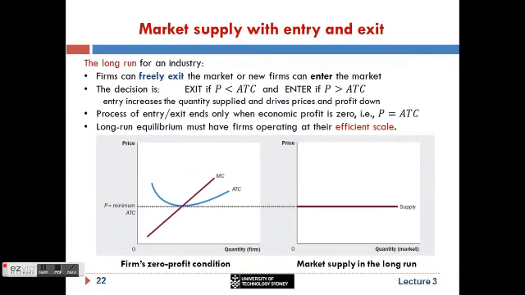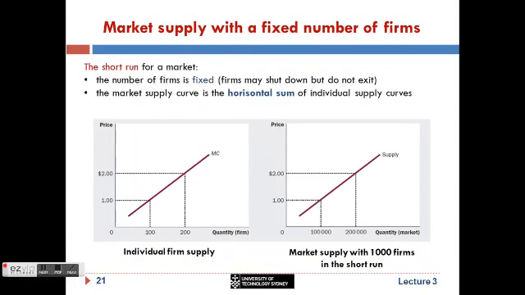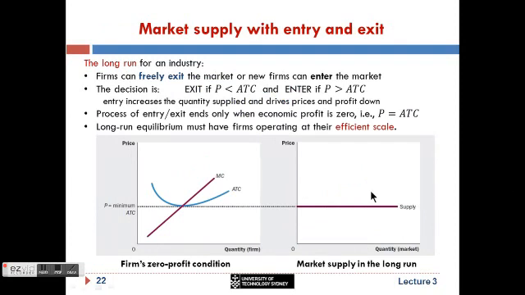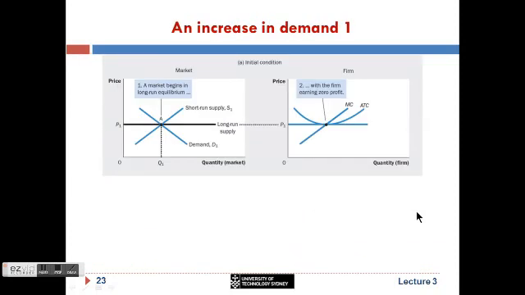So now we see that there is a difference between the short run and the long run. This is the supply of the industry in the short run, upward sloping, and this, in the right panel here, is the supply of the industry in the long run, and that is perfectly elastic supply.